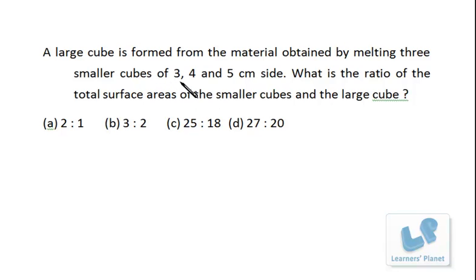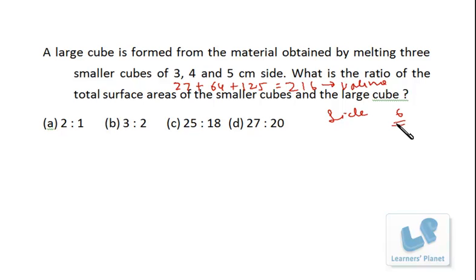So what will be the volume? That is 3 cube plus 4 cube plus 5 cube, that is 27 plus 64 plus 125, right? The sum of these three will be the volume of the new cube. So that is 216, that is the volume of the new cube. That means the side of the new cube will be what? That is the cube root of 216, that is 6, right?